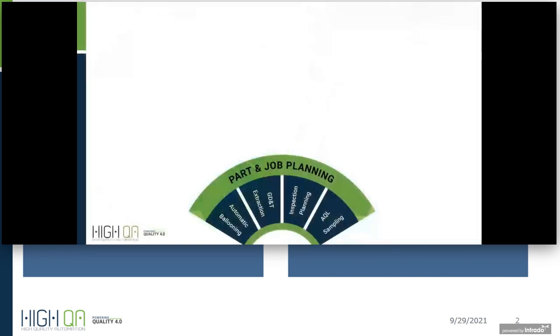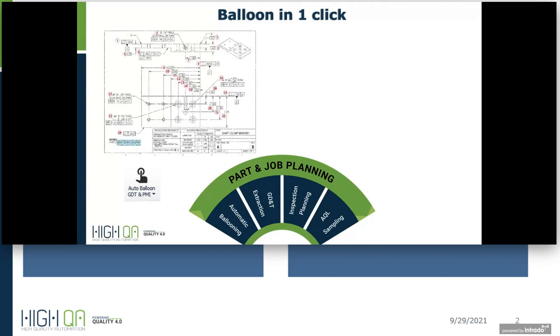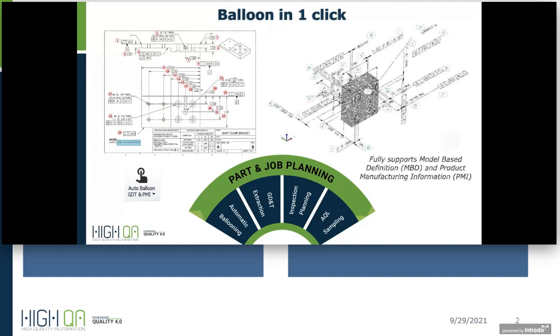HiQA can balloon your print in one click. And typically in less than 2 minutes, you'll have a fully ballooned drawing, including automatically extracting all the GD&T information and building a complete bill of characteristics. This is the foundational element in the database for the part. It's not a file or a form that has to be tracked or put in the right folder. It's in the database and everyone has access to it.